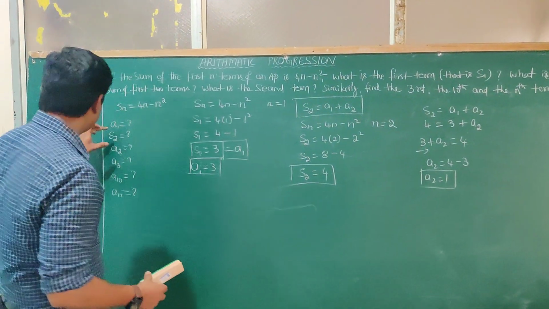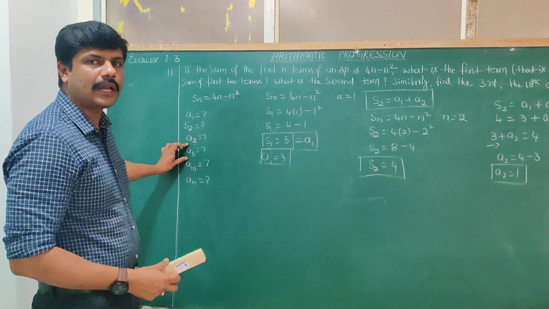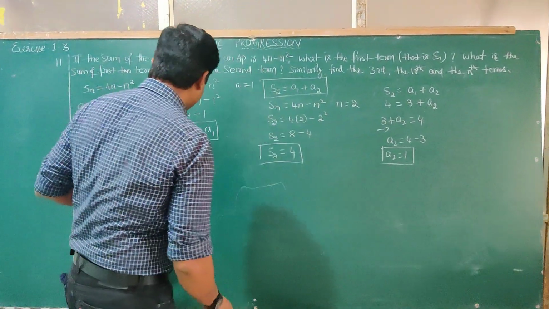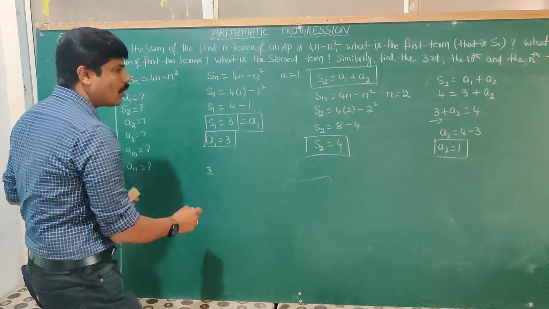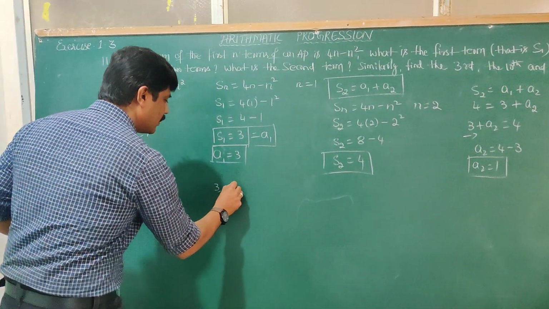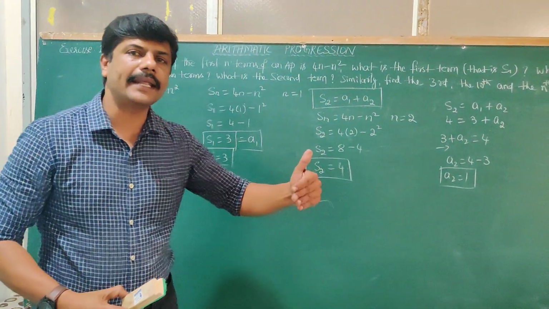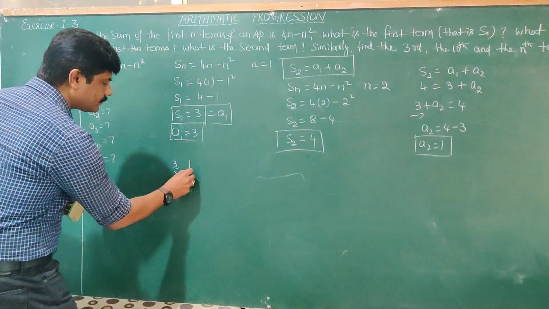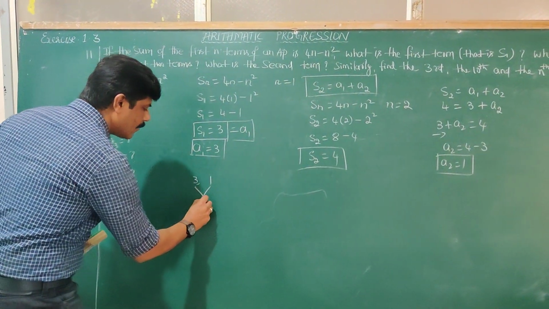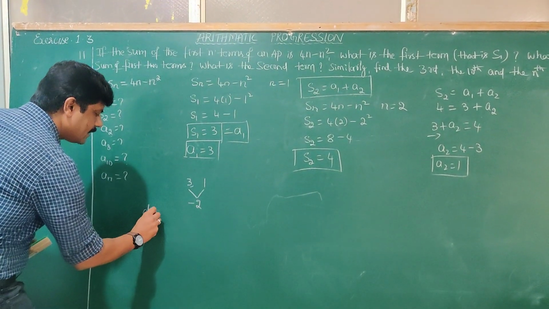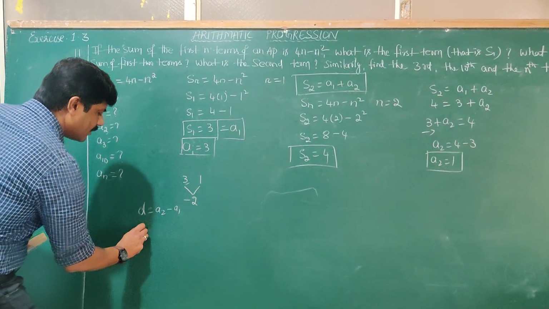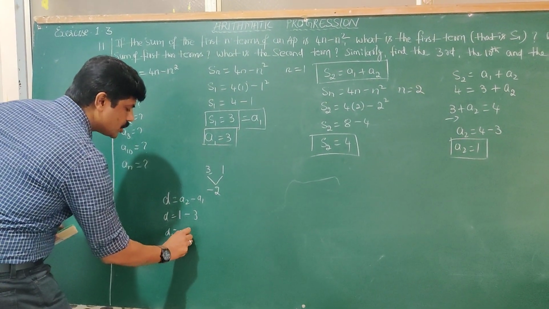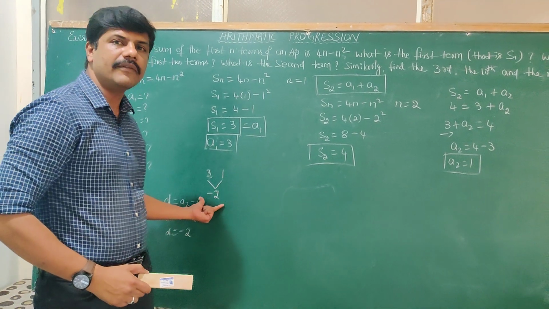The fourth question asks A3, that is the third term. How do you find the third term? You have the first term as well as the second term. The first term is 3. The second term is 1. If you take the common difference and keep on adding it, you will get subsequent numbers. That forms an AP. Here the difference between two consecutive numbers is minus 2, because D is equal to A2 minus A1. D is equal to 1 minus 3. Therefore, D is equal to minus 2.